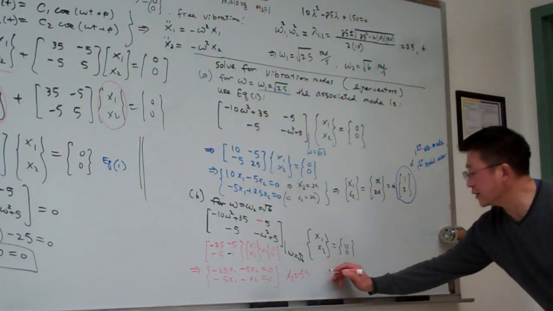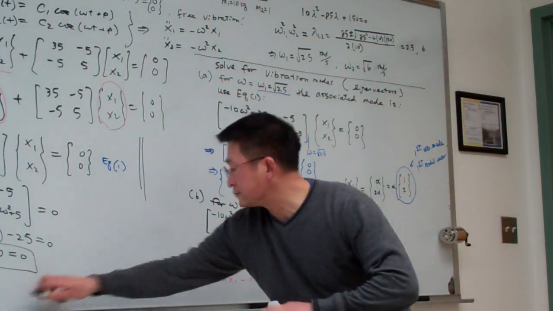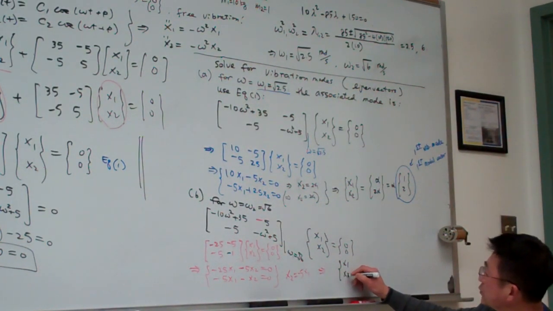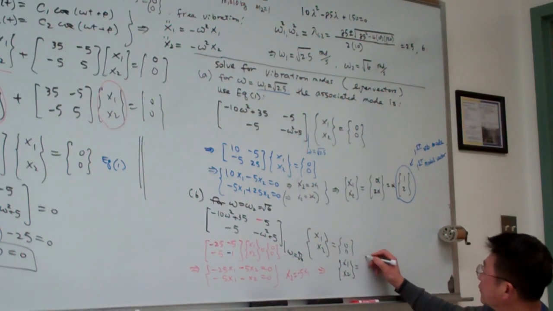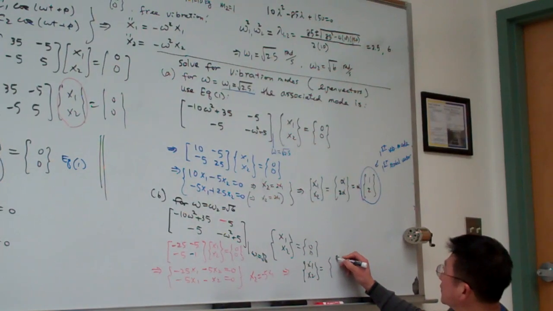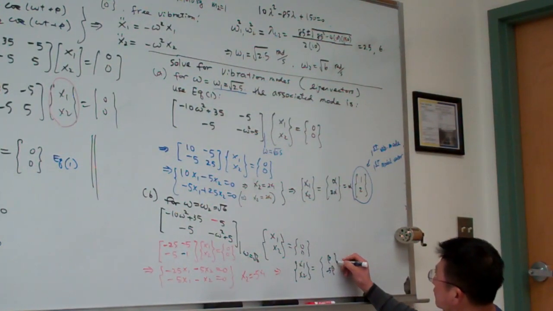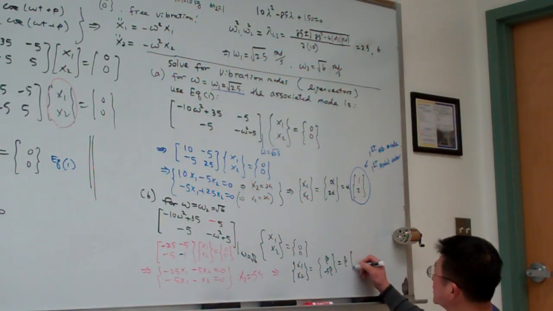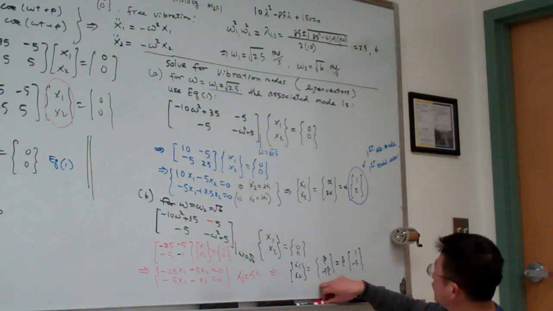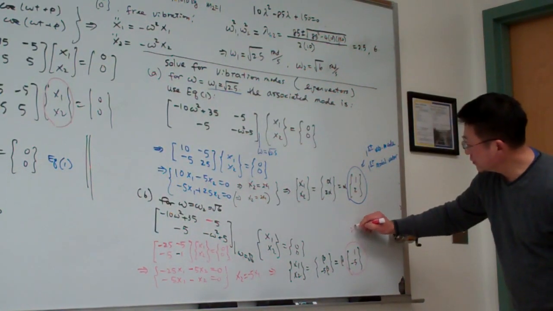Therefore, from here you can see the relations of x1 and x2. For example, say we like x1 equal to beta. Then x2 will be minus 5 beta. So that is beta times 1 and minus 5. And again, from here we obtained the second vibration mode.